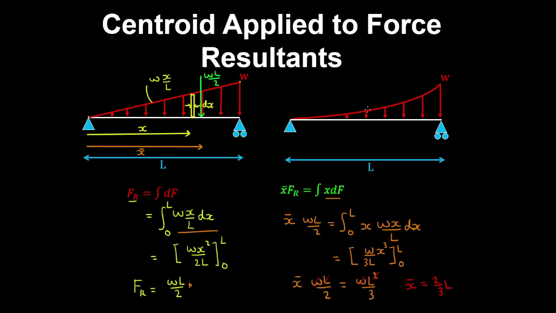And I'll leave it for you to do the same for this parabolic distribution. So that may have an equation of Wx squared on L squared. And you can find the force resultant and the centroid at which it acts.